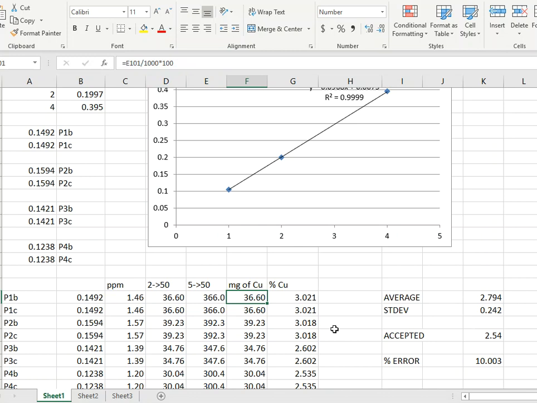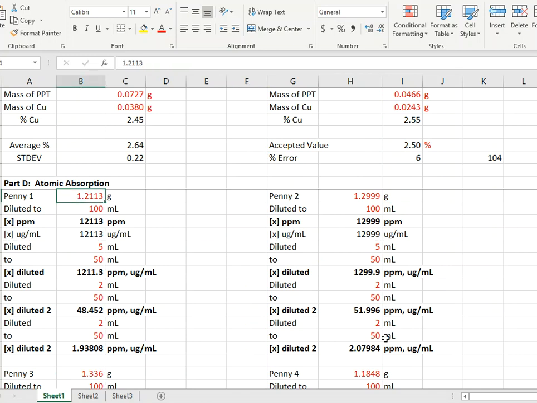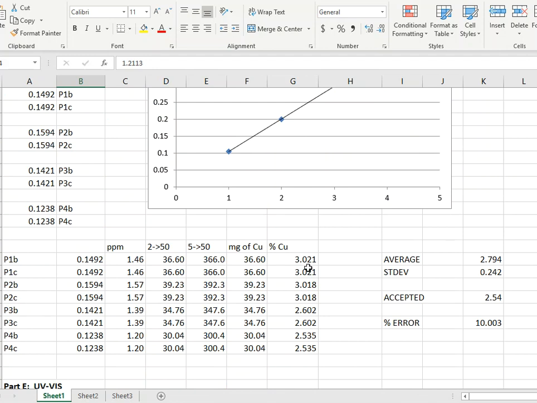So I ended up with 36 milligrams, give or take, of copper in the sample. I took that 36 milligrams, converted it to grams, then divided it by the starting penny weight, which was 1.2113 grams, and that allowed me to calculate my percent of copper.